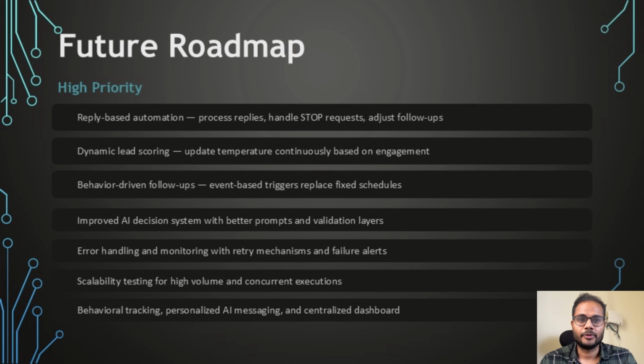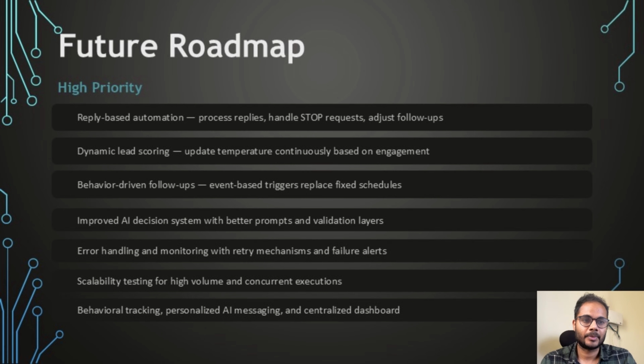Now, this can be the future roadmap. Reply based automation: process replies, handle stop requests. If someone wants to stop the follow-up messages, we can do that. Adjust follow-ups, dynamic lead scoring. So again, update the temperature continuously based on the engagement. Behavior driven follow-ups, event based triggers replace fixed schedules. So based upon the behavior of that person, we can change the schedule of the follow-up messages.